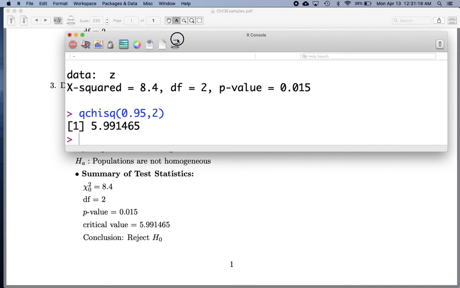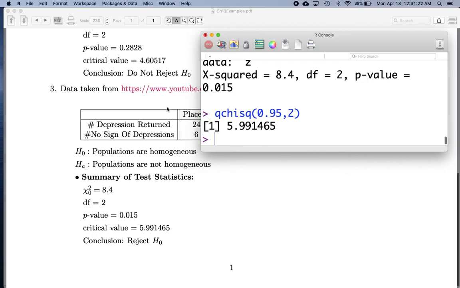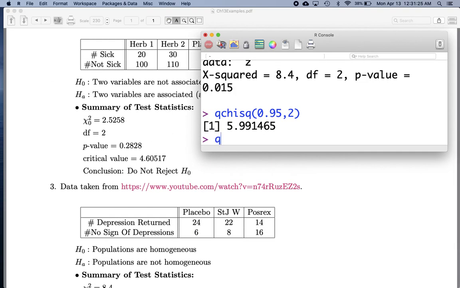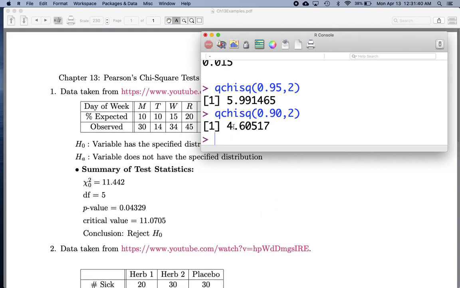Okay, so let's quickly look at the critical values for the other examples. In our previous example, we were looking at chi-squared with a 10% significance, so I'm going to change that to 0.9. We again have 2 degrees of freedom, so we get 4.60517. And then for our first example, we wanted to find the 5% significance critical value. Here we have 5 degrees of freedom, and it turns out that critical value is 11.07 and some change. Okay, so that is how the chi-squared tests work in R.